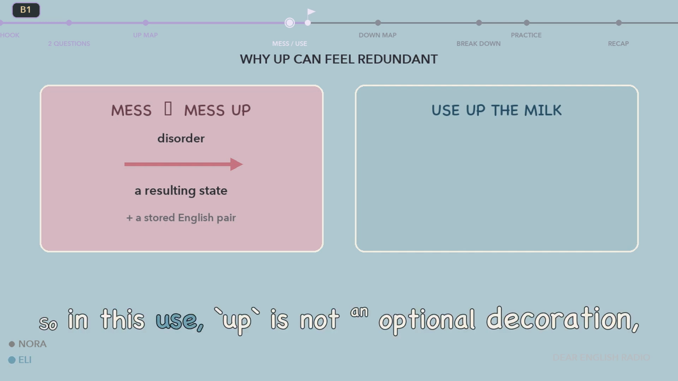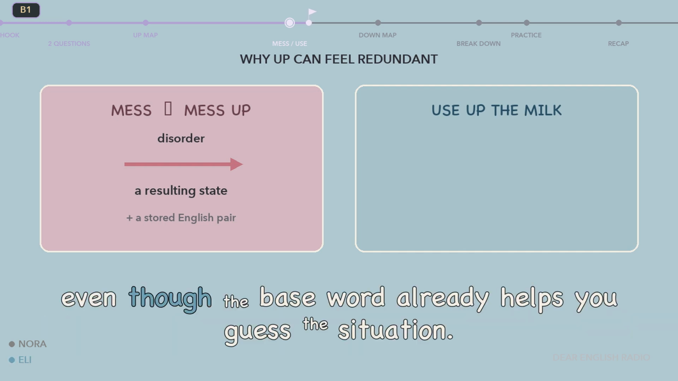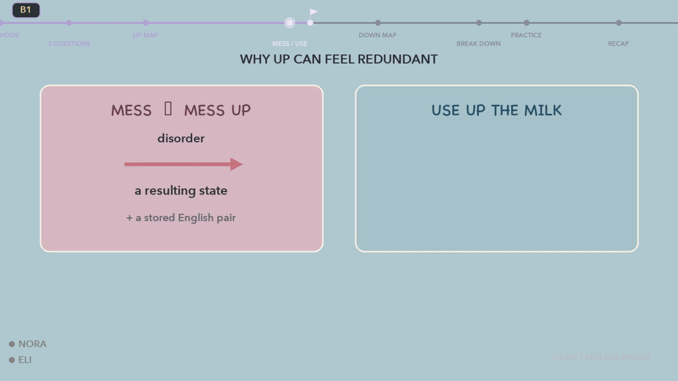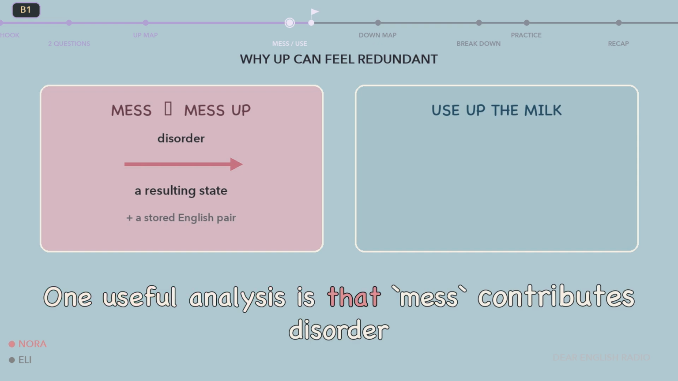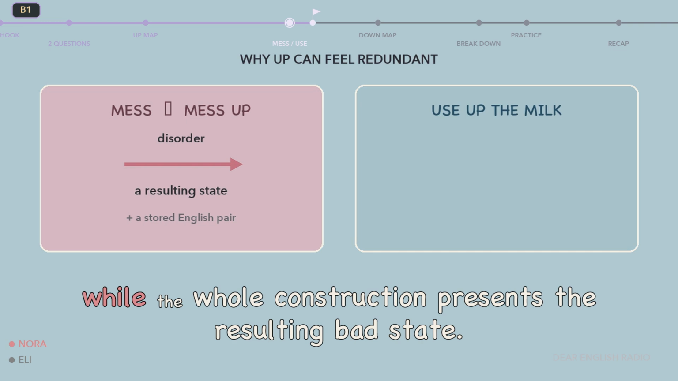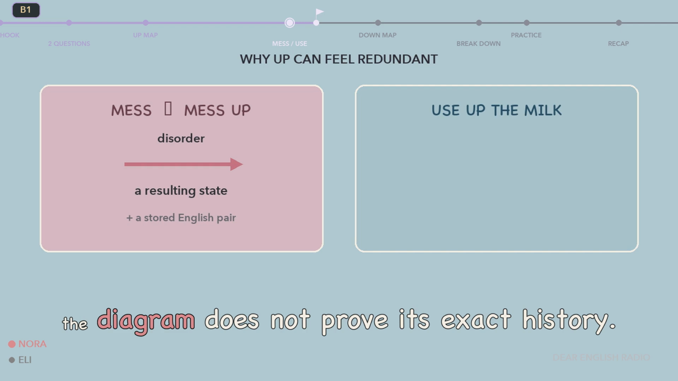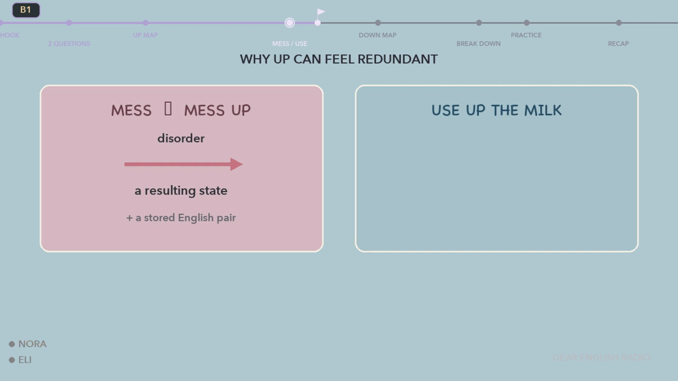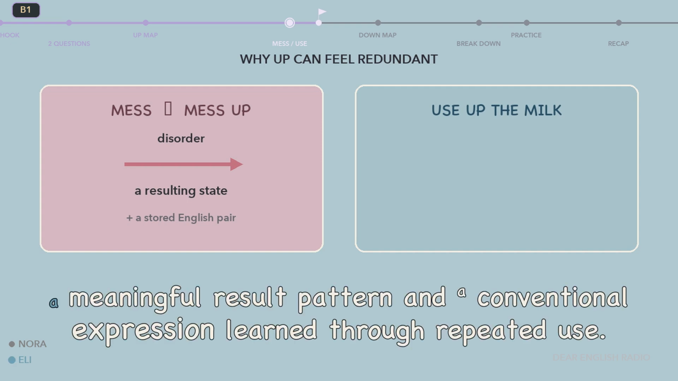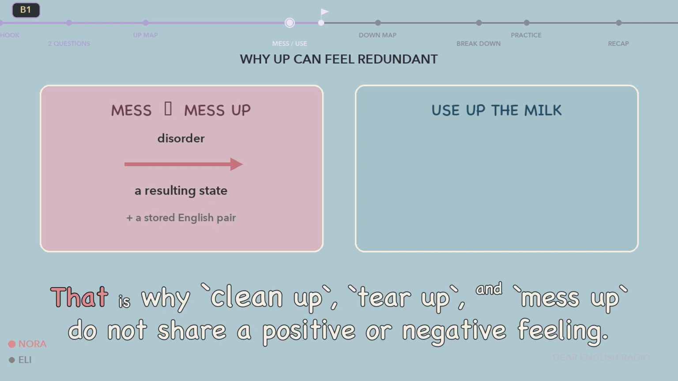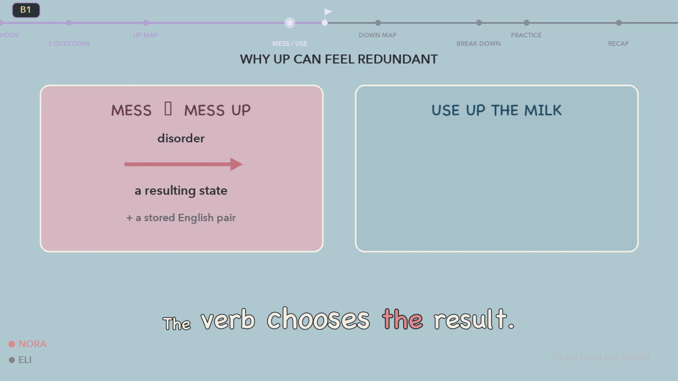So in this use, up is not an optional decoration, even though the base word already helps you guess the situation. One useful analysis is that mess contributes disorder while the whole construction presents the resulting bad state. But mess up is also learned as a unit. The diagram does not prove its exact history. Those are 2 layers at once: a meaningful result pattern and a conventional expression learned through repeated use. That is why clean up, tear up, and mess up do not share a positive or negative feeling. The verb chooses the result.